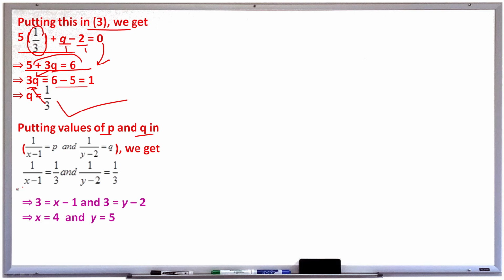Putting the value of p and q in the given equation, we get 1 by x minus 1 is equal to 1 by 3, 1 by y minus 2 is equal to 1 by 3. Simplify, cross multiply: 3 1s are 3, so 3 is equal to x minus 1. Similarly 3 1s are 3, y minus 2 into 1, y minus 2. So x is equal to, bringing minus 1 to the other side, it will become plus 1. So 3 plus 1 is 4. So the x value is 4 and the y value is equal to 5.